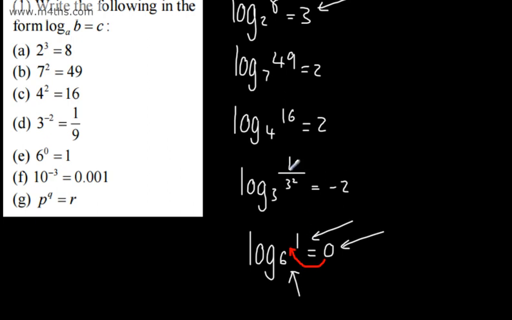3 to the negative 2 is 1 over 3 squared. 4 to the 2. So hopefully you can see what I'm saying at this point. So what we've got here is a subscript, and then we have this quantity. So let's just go with these.